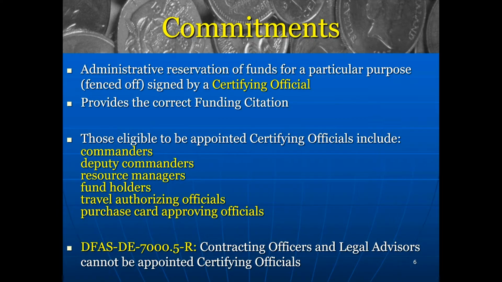Commitments. Administrative reservation of funds for a particular purpose, fenced off, signed by a certifying official, provides the correct funding citation. Those eligible to be appointed certifying officials include commanders, deputy commanders, resource managers, fund holders, travel authorizing officials, and purchase card approving officials. And according to DFAS-DE 7000.5-R, contracting officers and legal advisors cannot be appointed certifying officials.